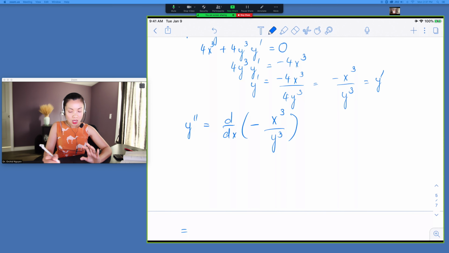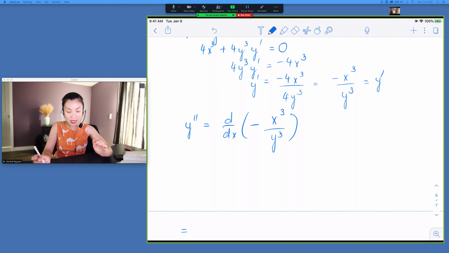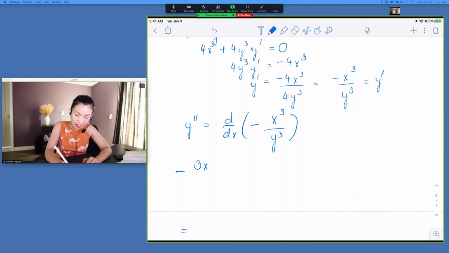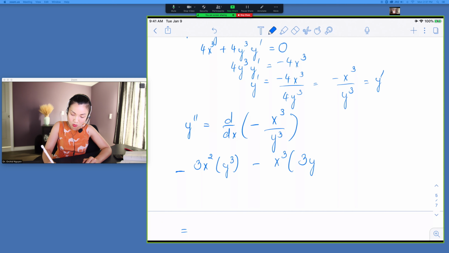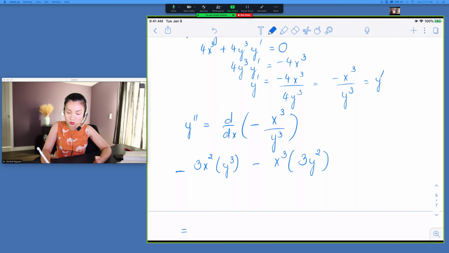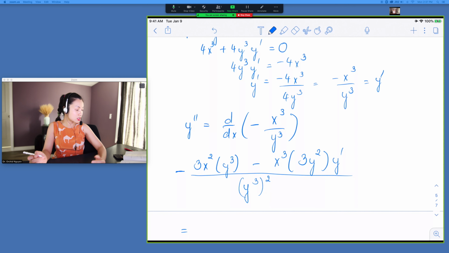So what we have, the negative, I'm just going to take the negative out because if you apply it to x cubed, it is going to be quite confusing. So I just want to do x cubed over y cubed. So I'm going to leave the negative out. So what I have right here, negative, I have 3x squared times y cubed. The second one is x cubed, 3y squared, and then because of the chain rule, I have y prime over y cubed squared, which is y to the 6th power.